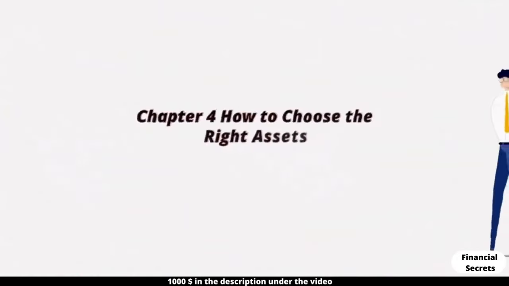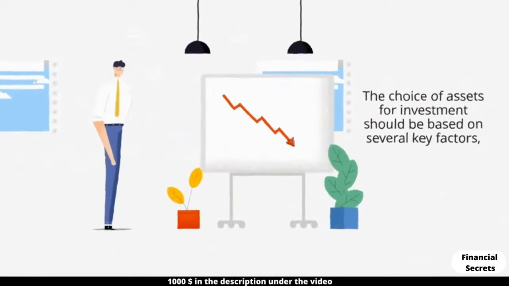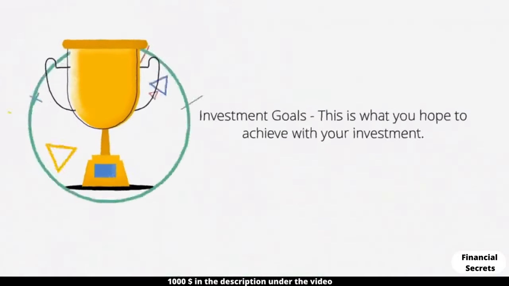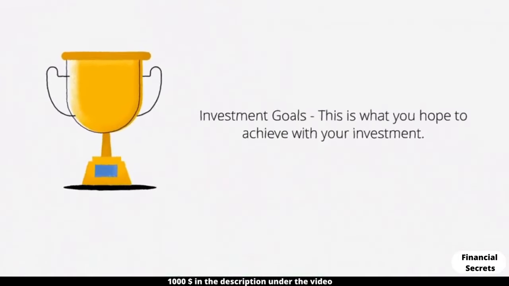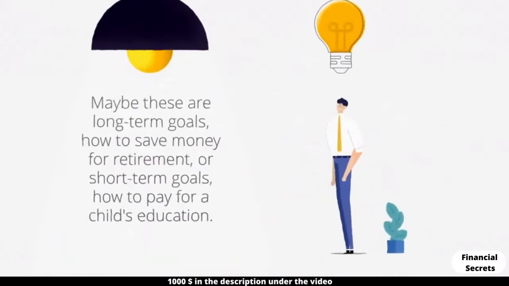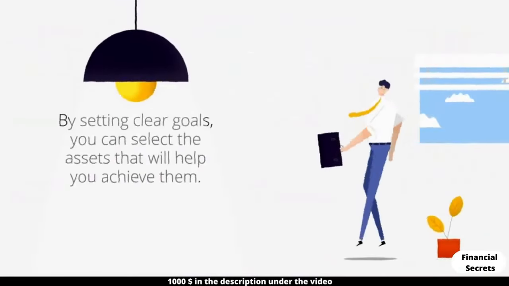Chapter 4: How to Choose the Right Assets. The choice of assets for investment should be based on several key factors, including your investment goals, your personal risk tolerance and your investment horizon. Investment goals. This is what you hope to achieve with your investment. Maybe these are long-term goals, like saving money for retirement, or short-term goals, like paying for a child's education. By setting clear goals, you can select the assets that will help you achieve them.